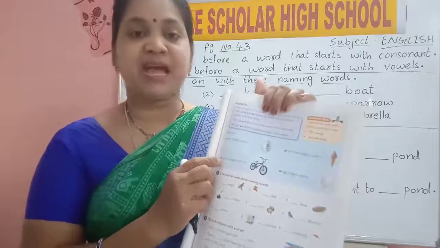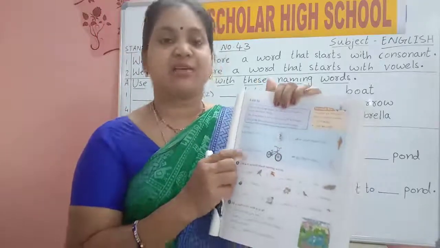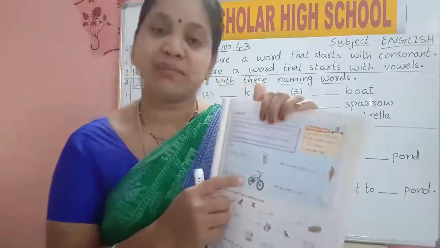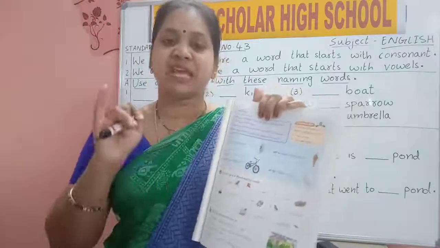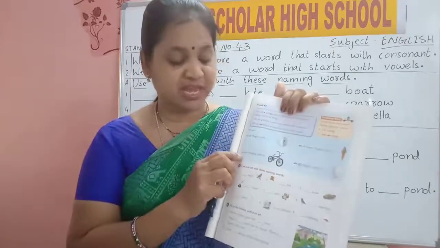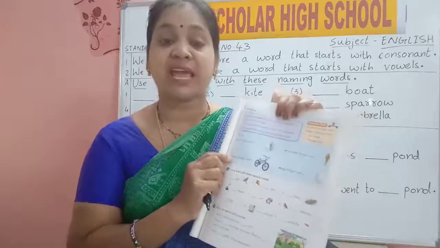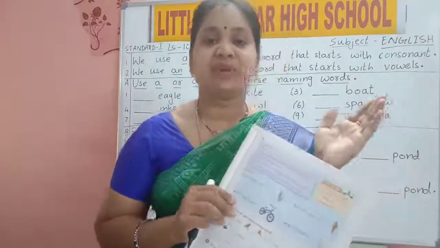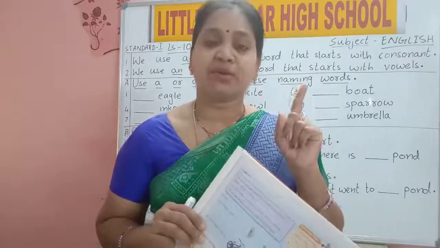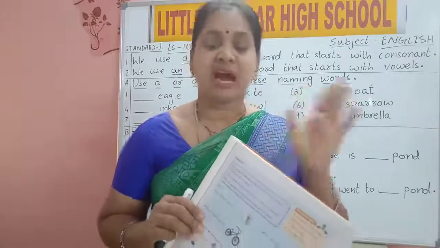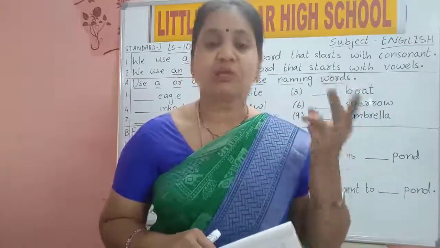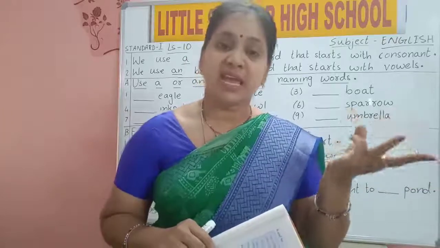Next. B-I-C-Y-C-L-E, bicycle. So, the first letter of bicycle is what? B. Now, in vowels we have A, E, I, O, U. Do you have B? No. So, it's A bicycle. So, what will we say? A bicycle. When we are talking about any one thing, then we use A or an. When we are talking about one person, one thing, one animal, we will say A or an.